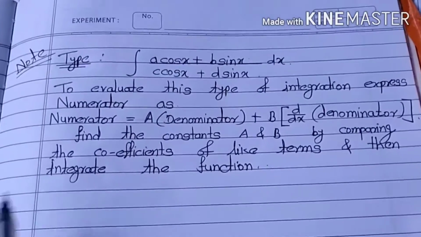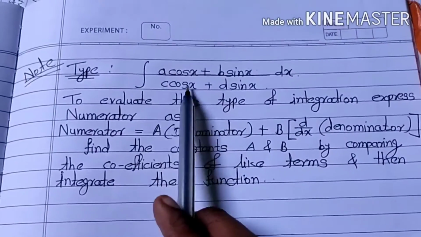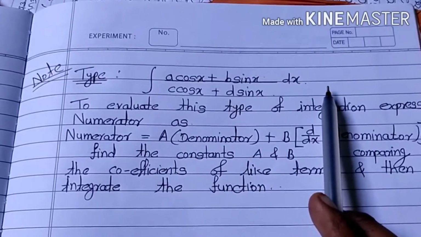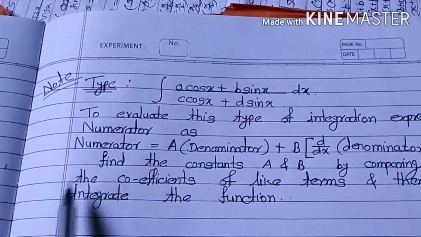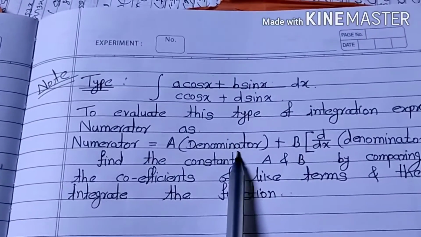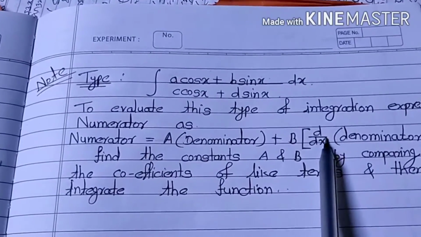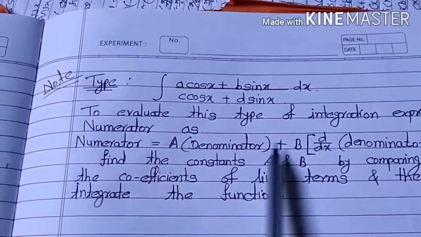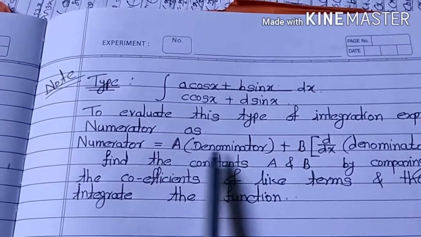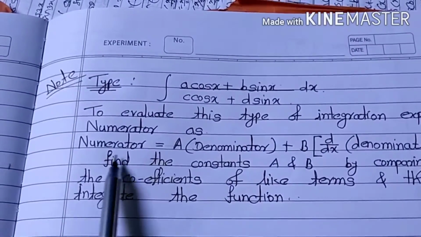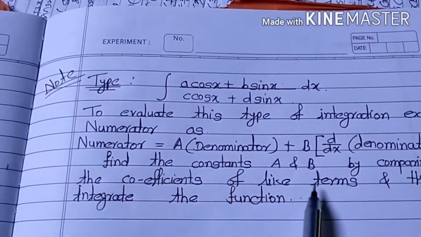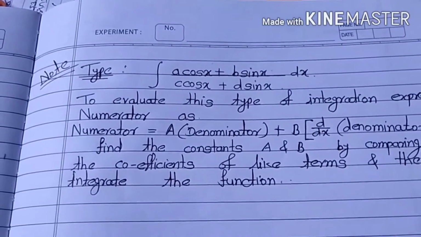Now next type is integration of a cos x plus b sin x upon c cos x plus d sin x into dx. To evaluate this type of integration, we have to express numerator like that. Numerator is equal to a into denominator plus b into derivative of denominator, where a and b are constant, and we have to find that a and b constants by comparing the terms of numerator. So we get some function, and by integrating that function we get our answer.